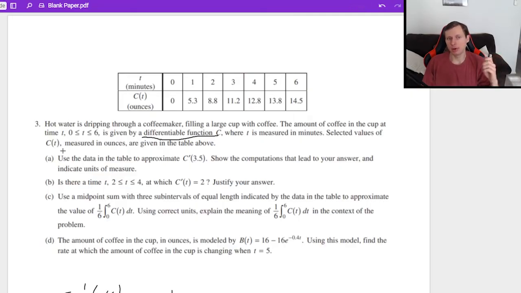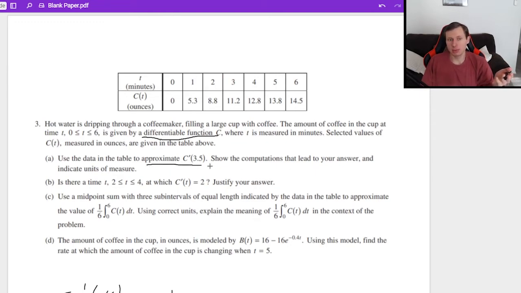Part A. Use the data in the table to approximate c prime of 3.5. Show the computations that lead to your answer and indicate the units of measure. This is almost identical to part A we did in the last question, except that in the last question, that part wanted us to interpret our answer. For this one, we just need units of measure, so we get to save ourselves a step here. But it's the exact same formula.